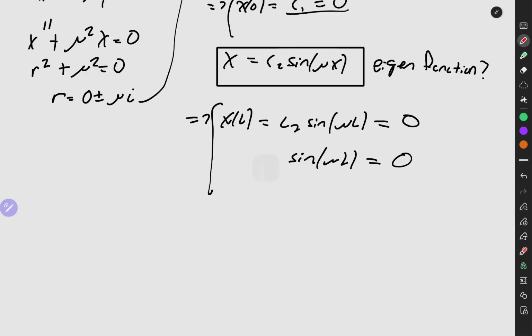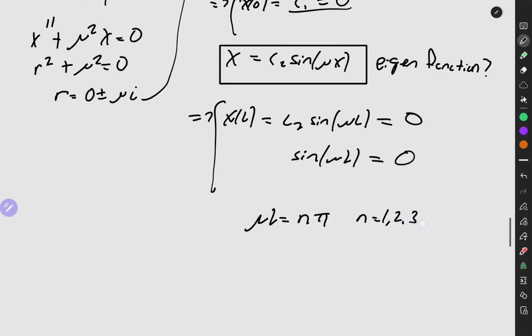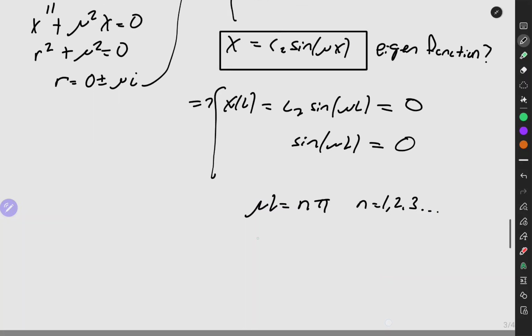So remember, sine is 0 for what? Any pi, any 2 pi, 3 pi, 4 pi, 5 pi, and onward. So we can write it like this. We can set this equal to n pi, for any n equals 1, 2, 3, and so on, and that will make it 0. We can solve for mu. I'm going to write it like this, because mu is going to have multiple values for every iteration. It's like a series.